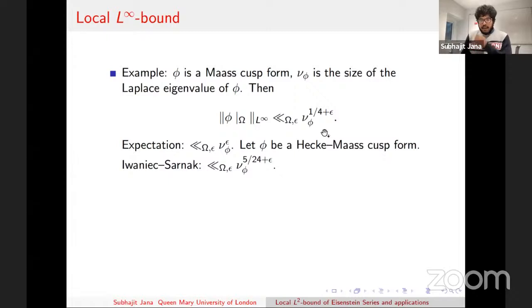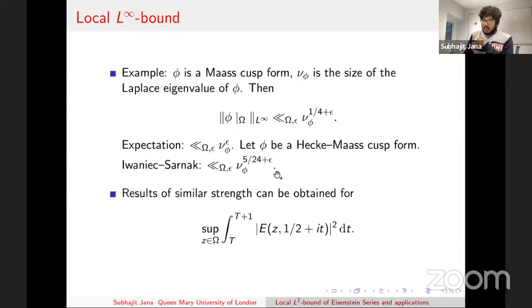And in the case of Hecke Maass forms, Iwaniec and Sarnak have an improvement over the so-called trivial bound, given by nu phi to the power 5/24. Similar results can be obtained by the same proofs, due to Iwaniec and Sarnak or Hörmander himself, that the sup norm average of the L infinity norm is also bounded with similar strength, meaning this quantity is bounded by t squared to the power 1/4.